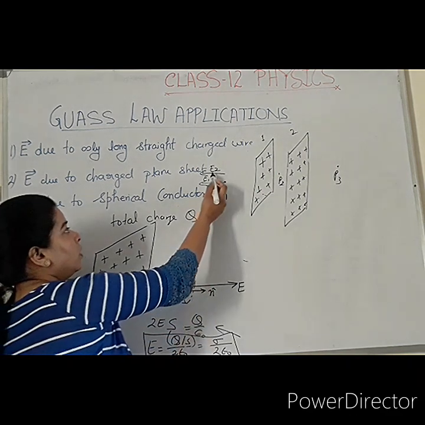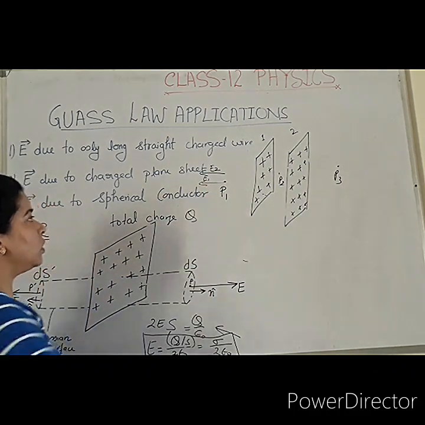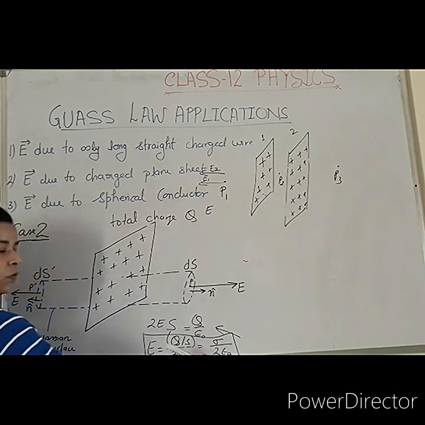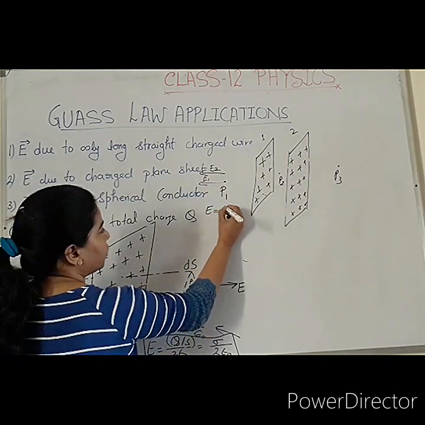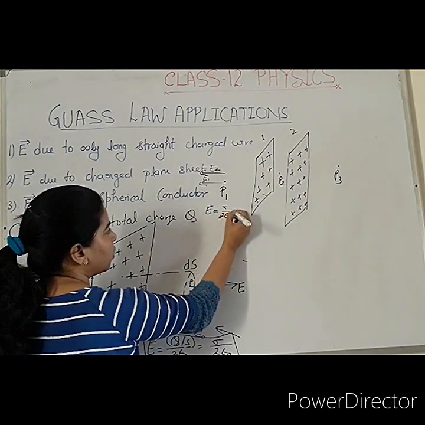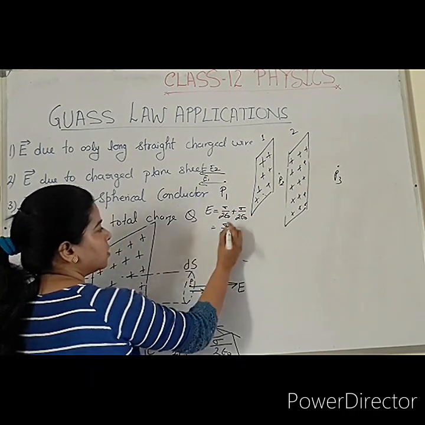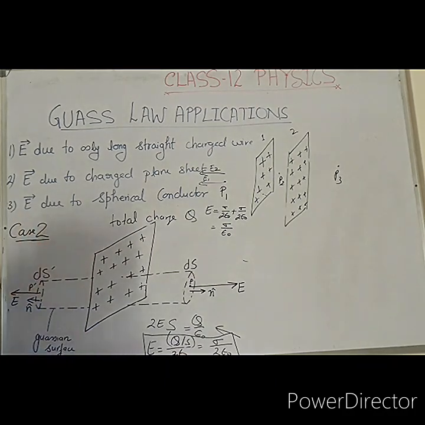So in the same direction, both the values are coming in the same direction. E is equal to what? Sigma over 2 epsilon naught. So the total E value is what? Sigma over 2 epsilon naught plus sigma over 2 epsilon naught. That is, the value is sigma over epsilon naught.